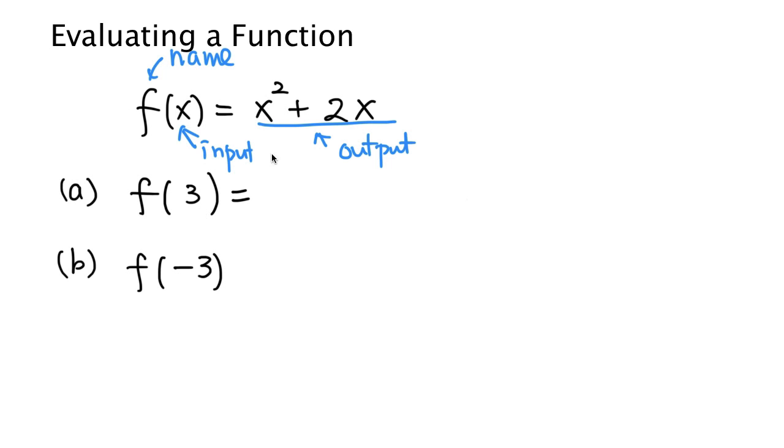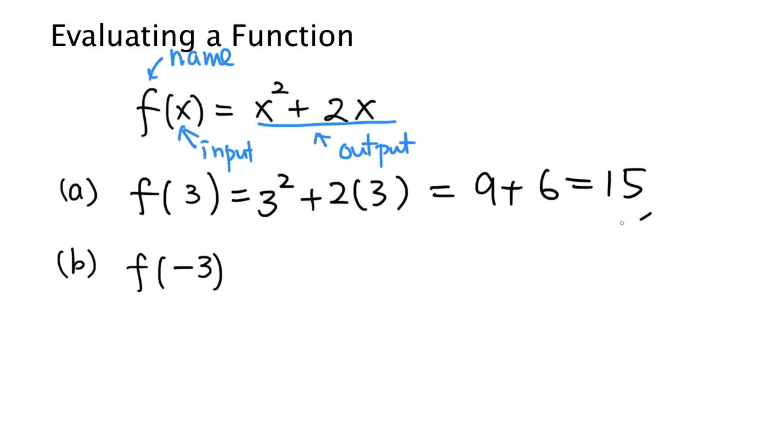So we have, instead of x here, we use 3, so we have 3 squared plus 2 times, instead of x we use the number 3. Then 3 squared is 9, and 2 times 3 is 6, so we have 9 plus 6, which is 15. So this is the answer.